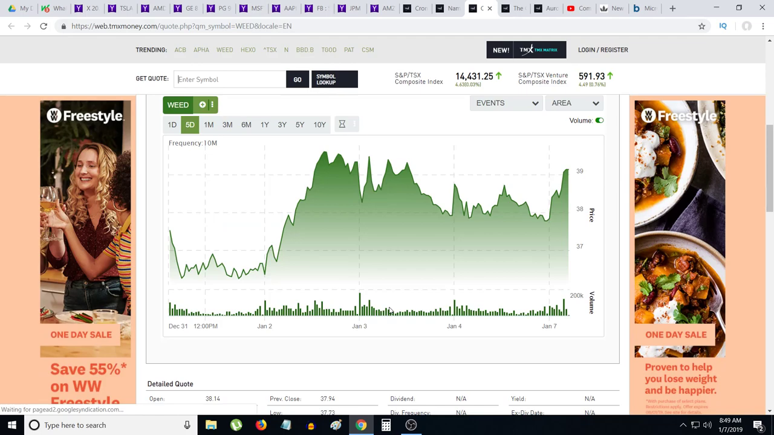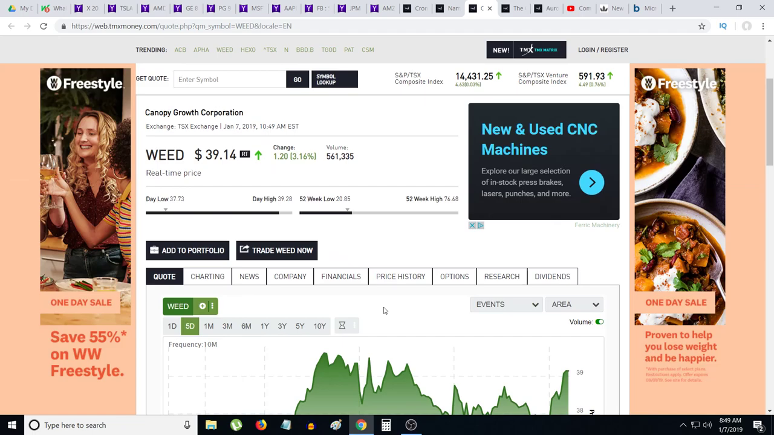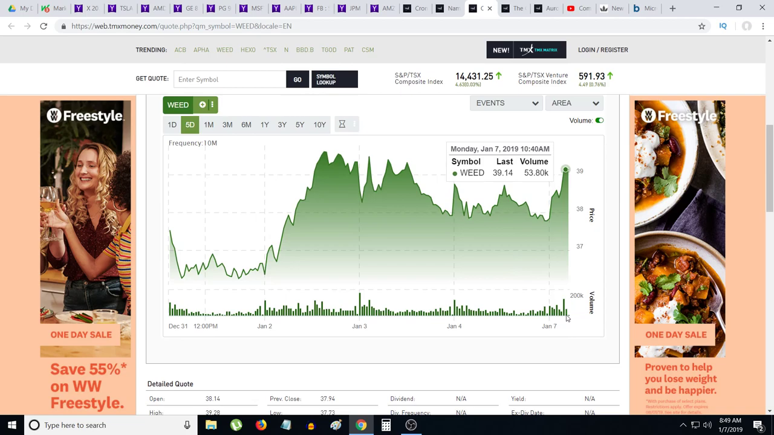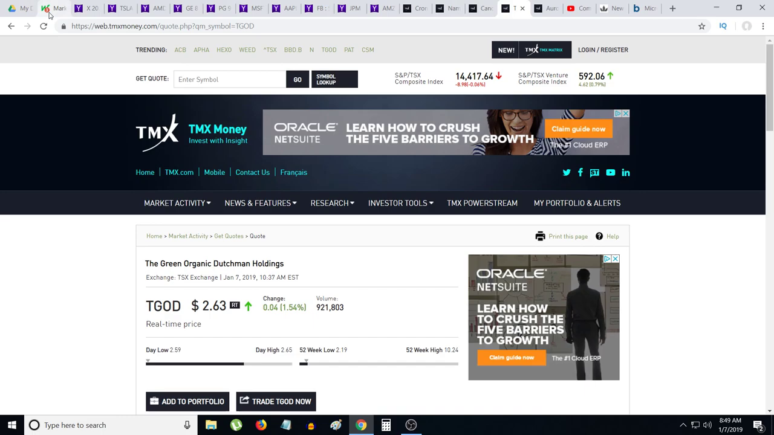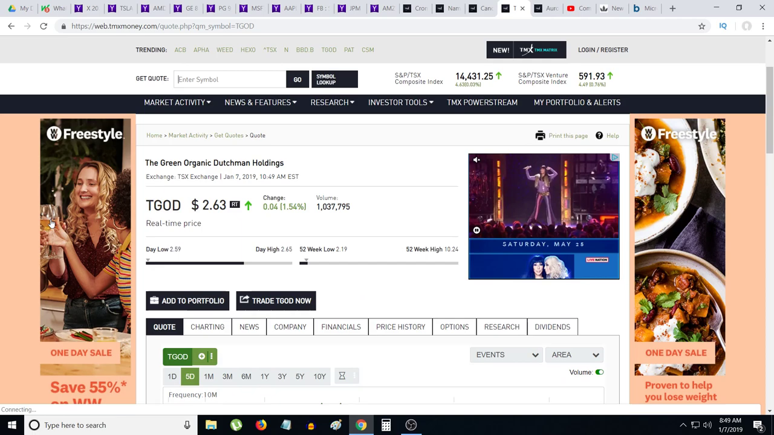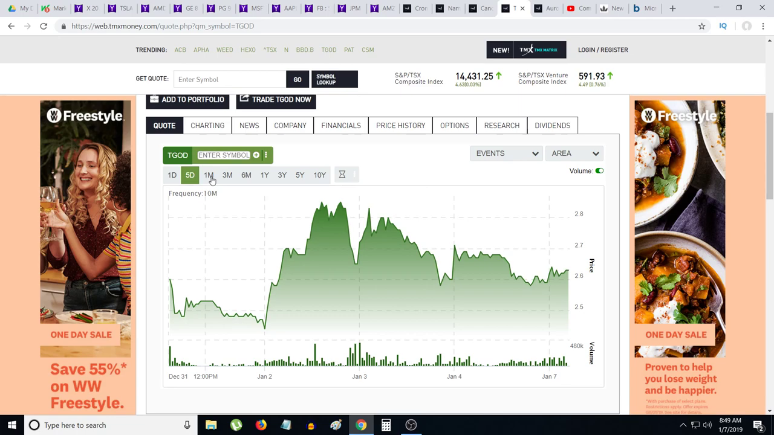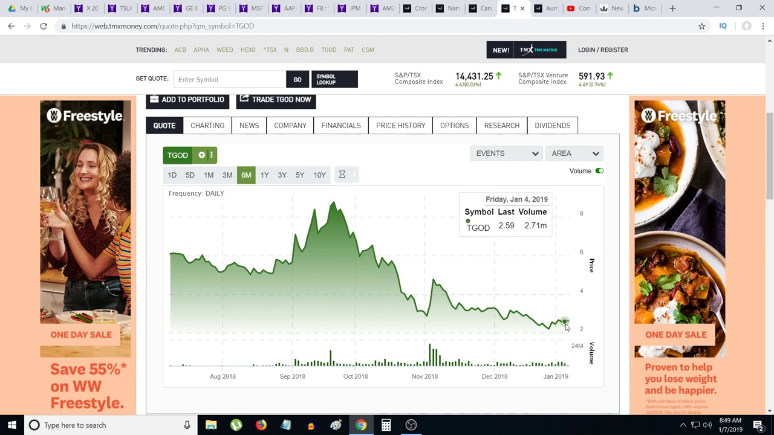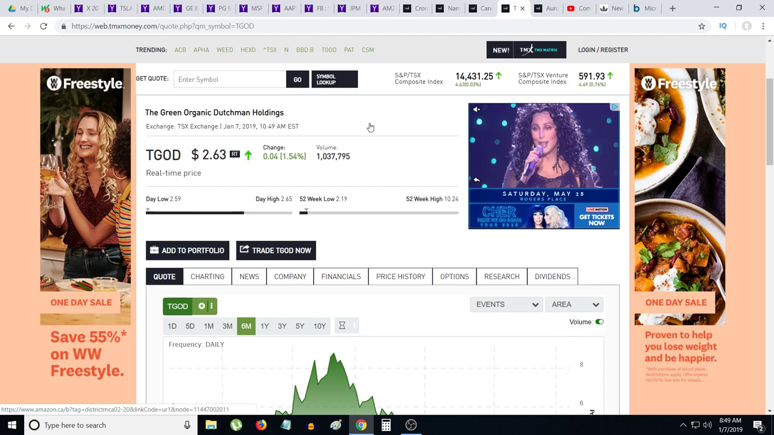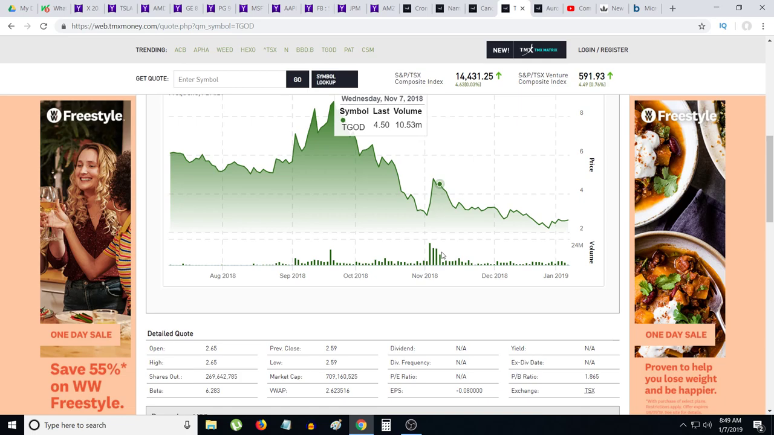Canopy Growth went up 3% today. Pretty good. Let's see the volume. The volume looks pretty decent for the day. See, T-God had really good volume, but the stock price is not really moving. Maybe this is the bottom. Maybe it'll just stabilize for a while, and then it'll have a big spike to $3 or $4. The volume is pretty good on T-God. So, yeah, that's all I really have to say about that.